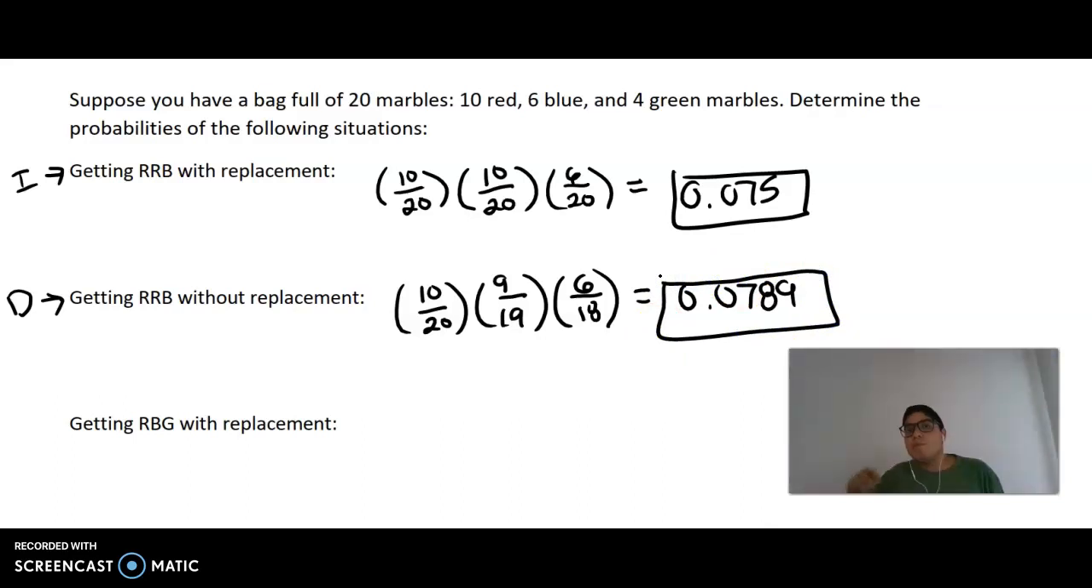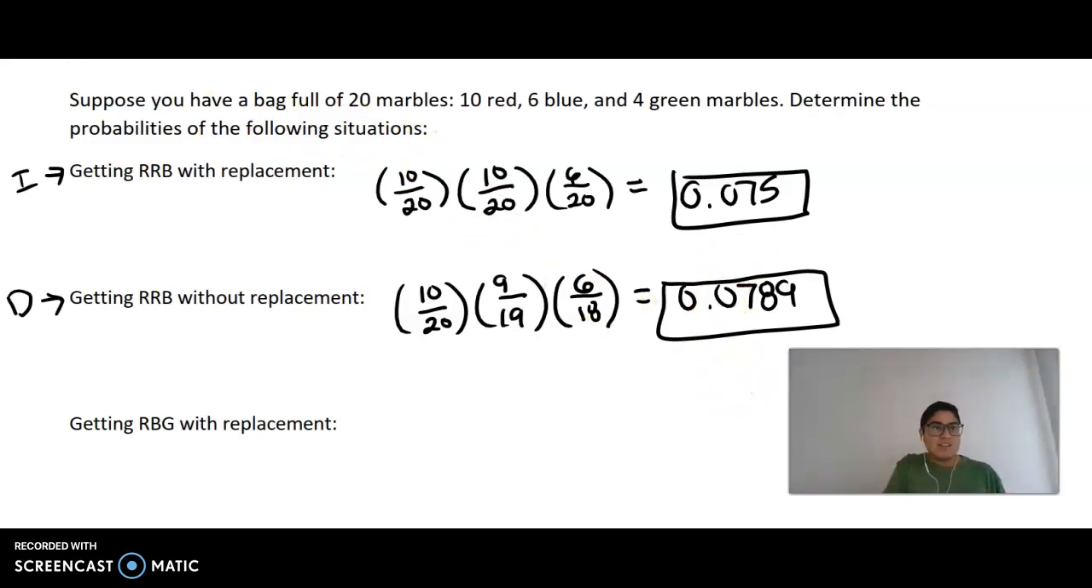Well, think about it, you're removing some extraneous information. So each time I remove a red, it lowers my probability of getting red, you see here in the second one. But as far as my blue, now that I've removed 2 reds from that total sample space, 6 out of 18 should be greater than 6 out of 20. So you can see that increase in the probabilities there.